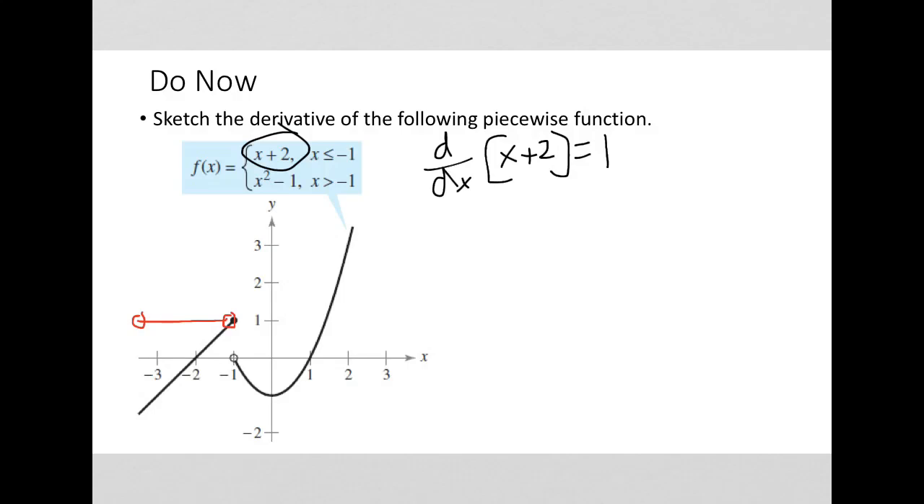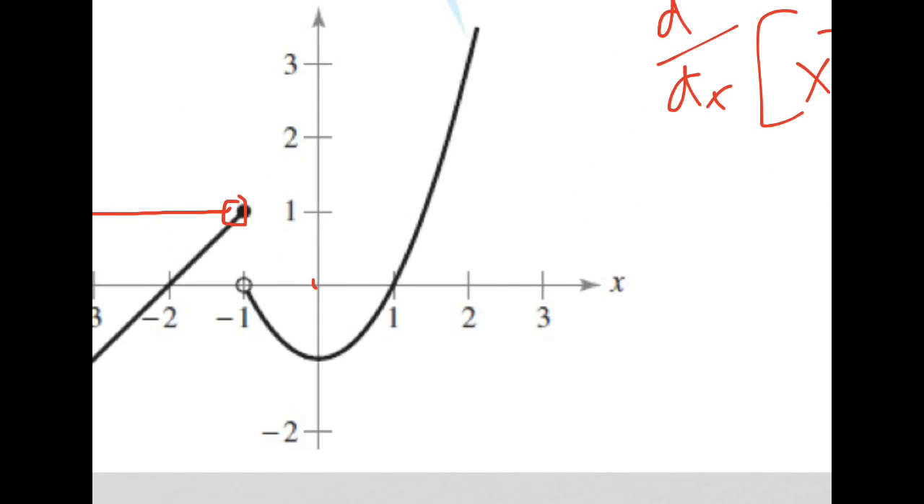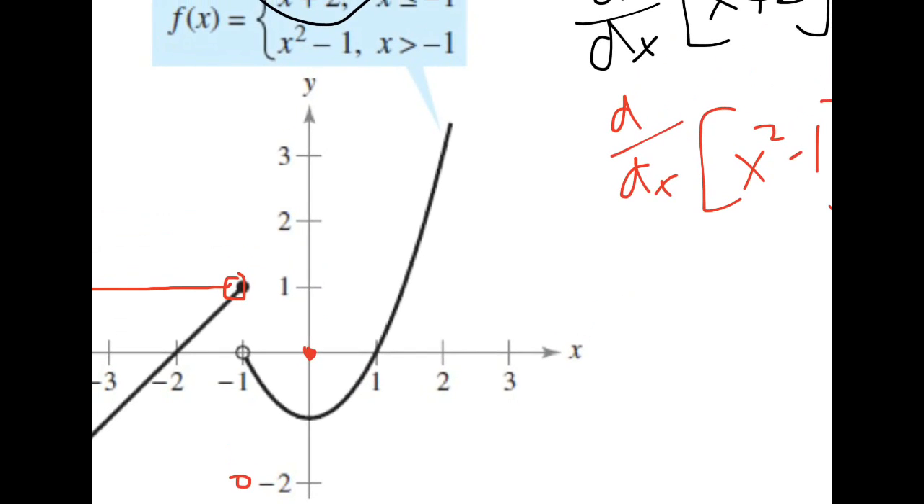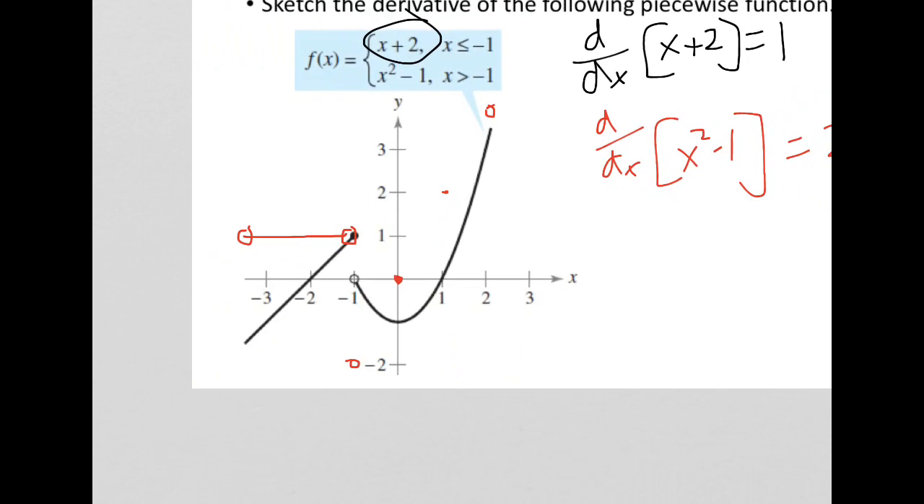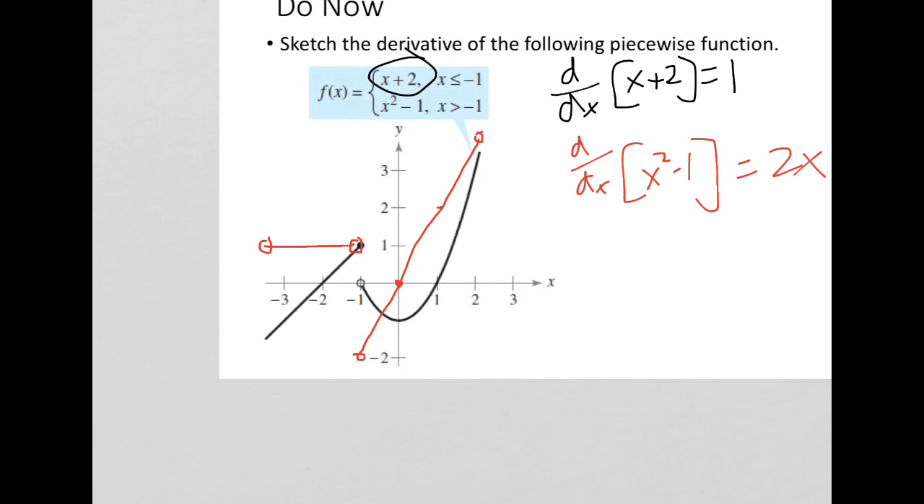Next bit I see is x squared minus 1, d dx of x squared minus 1. The derivative of x squared minus 1 is 2x. So I know that that function is 2x. So think about what 2x looks like. Well, it's got an x-intercept right there. The slope is negative 2. So it's going to come down to this point. And then over here, it's going to go up 2 over 1. So it's going to hit that point. It's going to go up 2 over 1 again. So then it's going to end up up here somewhere. And let's connect all of that as such. And that is my derivative function.